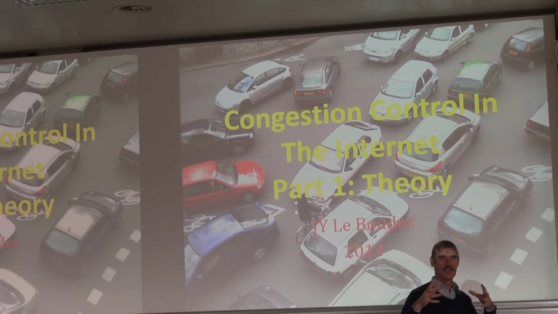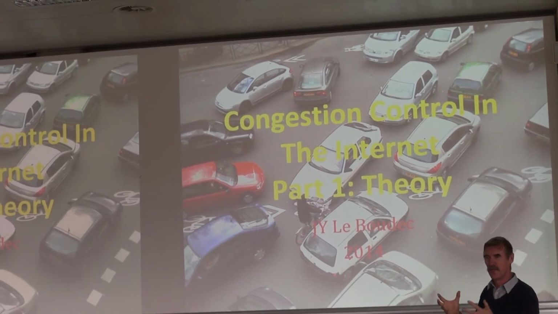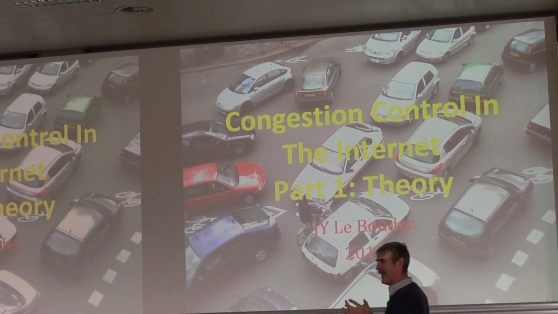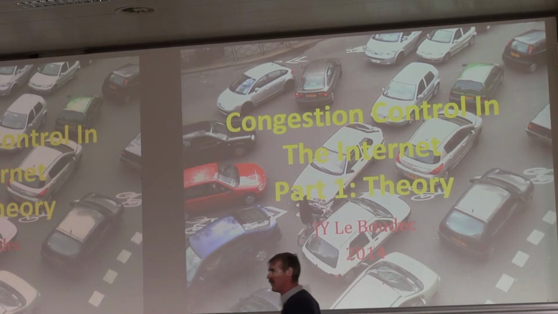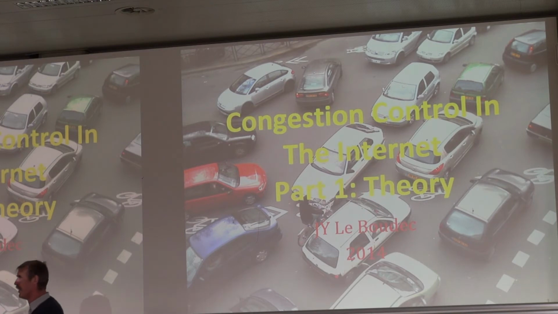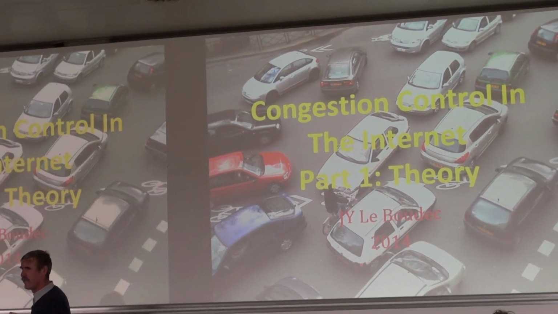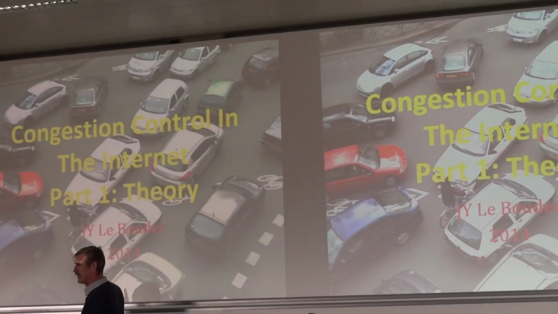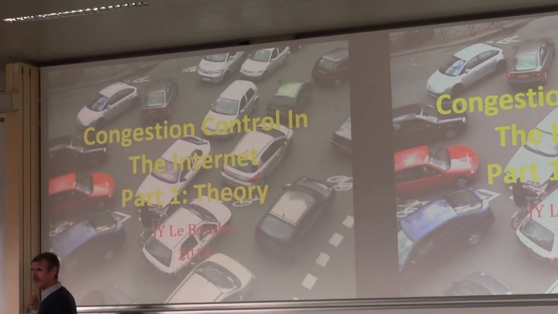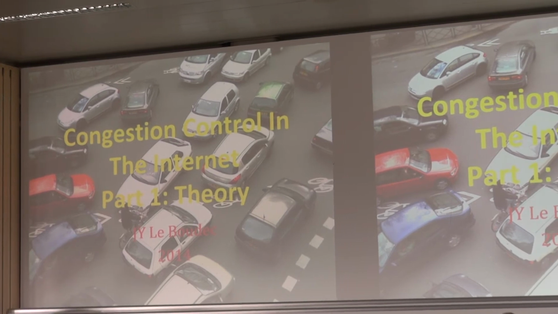We can view an intersection in the same way as a switch or a router. It has a certain capacity. The capacity is the number of cars that can go through the intersection per minute or per hour. And the capacity of this one is something, but at this specific point in time, no car is going out of this intersection. They're all blocked.